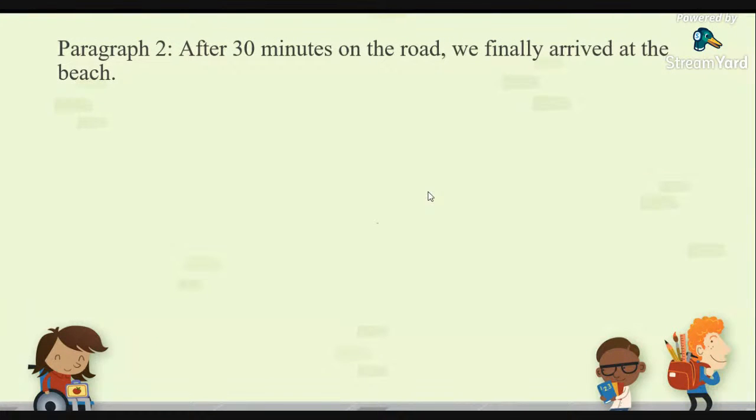Let's combine all the sentences we have for paragraph number 2. Remember the sentence that we already have? After 30 minutes on the road, we finally arrive at the beach.